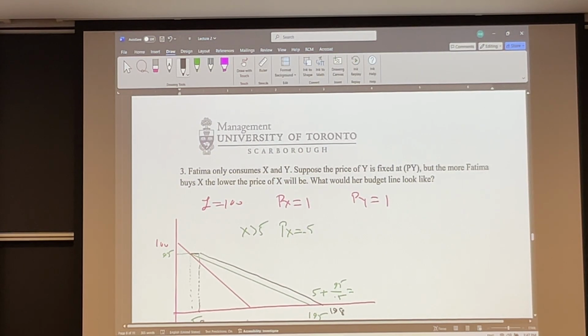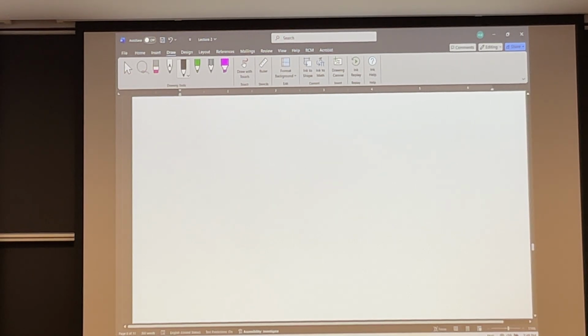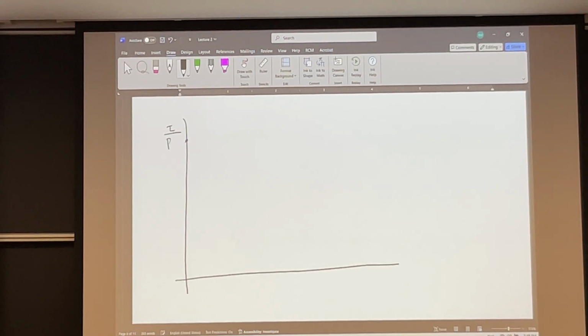She buys X and Y. The more X she buys, the lower the price. How do you think the budget line looks like? The price of Y is fixed. But the more X she buys, the lower the price. How do you think the budget line will look like for her? So yeah, this is the setup for her. That's her income. That's the price of Y. That is where she starts from. The question says, the more she buys, the lower the price. How do you think the budget line looks like?